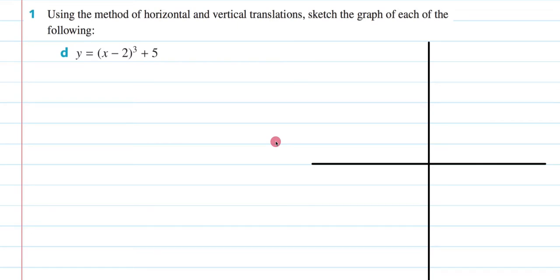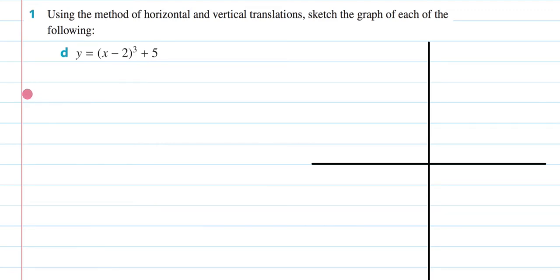We are going through exercise 6E, and in this video I will be answering question 1D, which says, using the method of horizontal and vertical translations, sketch the graph of each of the following. And here's the cubic that we need to graph. Now you should immediately notice that this is in our general form, so we can immediately identify what my point of inflection is going to be.